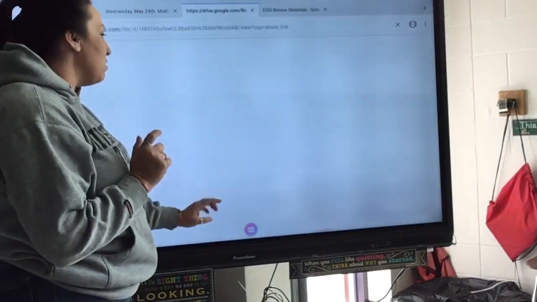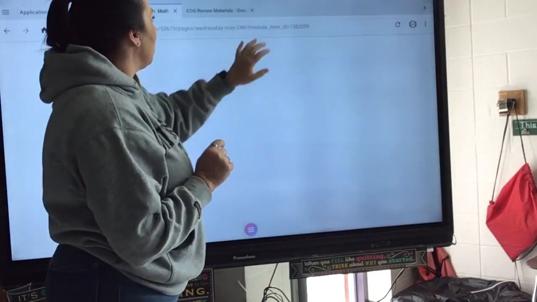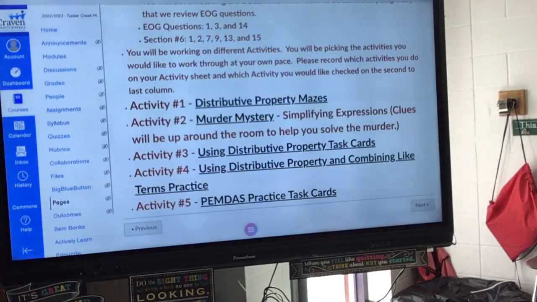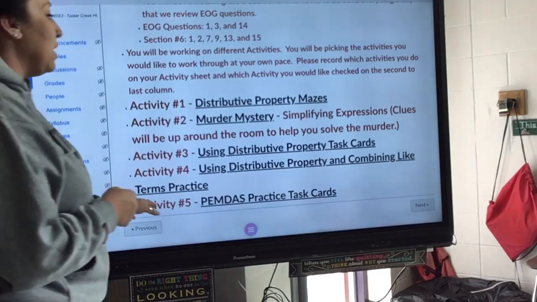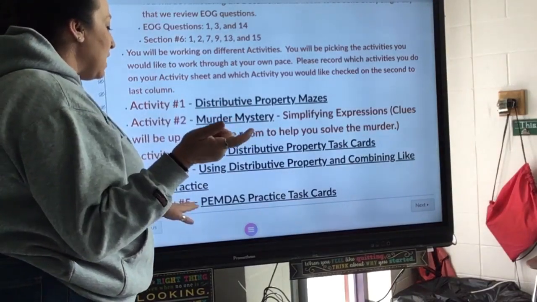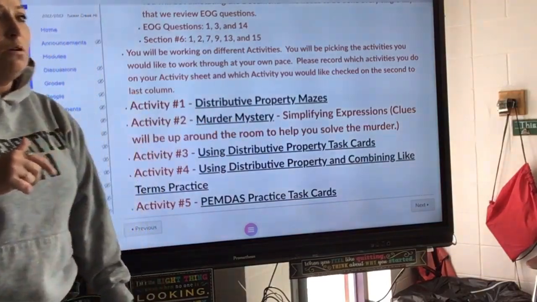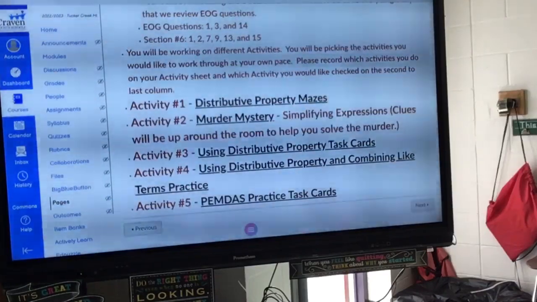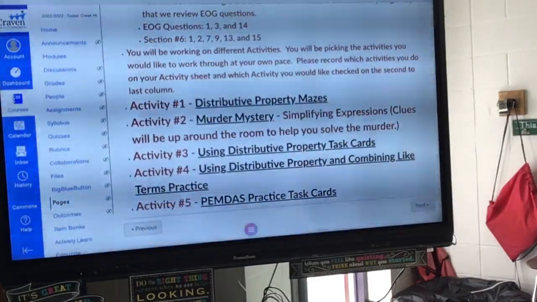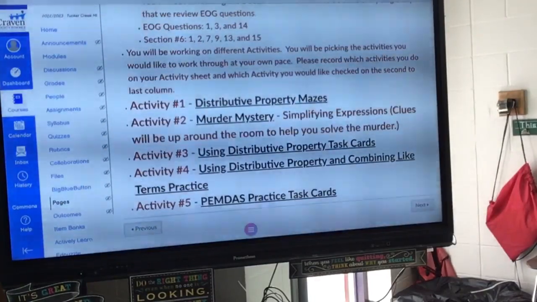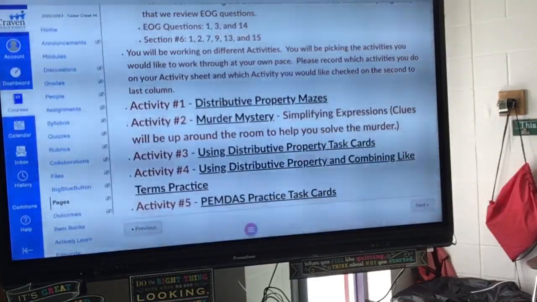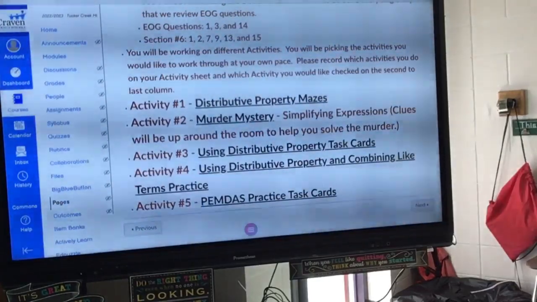Distributive property task cards. Whoops. Did not mean to do that. So distributive property task cards are linked there. If you need paper, just grab a loose leaf sheet of paper. Please do not do this stuff in your notebook. Distributive property, combining like terms practice, and then PEMDAS task cards. So I have a couple sheets that you'll get from me if you decide to do the maze or the murder mystery. And then if you're not doing either one of those, then you have the links on Canvas.